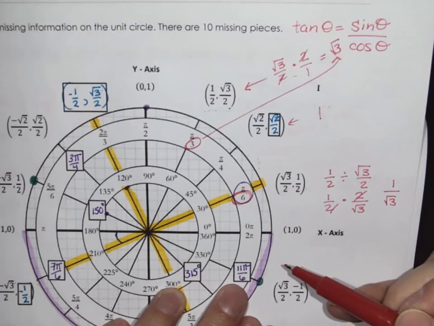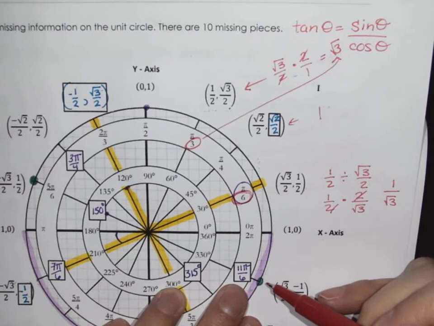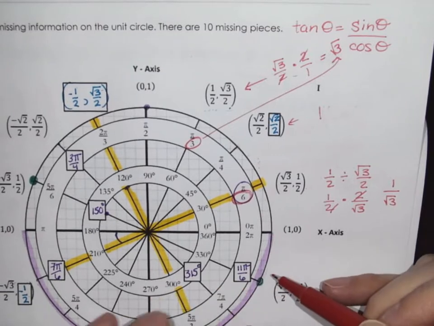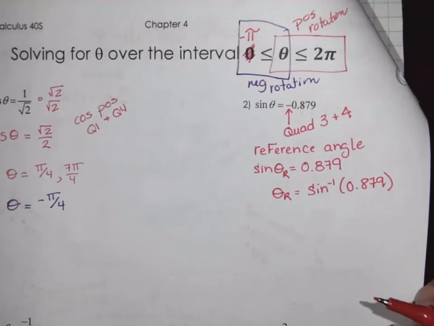What's the rule for quadrant 4? No, has to be 30. What's the rule for quadrant 4? Your reference angle, right? So 2 pi take away your reference angle. So your reference angles always have to be positive because we're putting them into the rules.